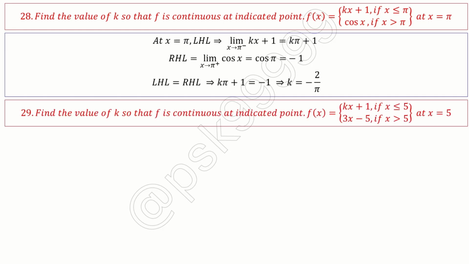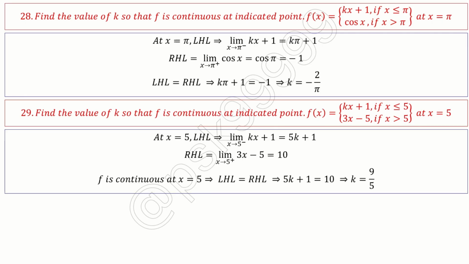Next, also similar to that one. F of x is defined as kx plus 1 for x less than or equal to 5, 3x minus 5 for x greater than 5, and at x equal to 5 it is given that it is continuous, so find out the value of k. So k is 9 by 5. You can do it yourself.